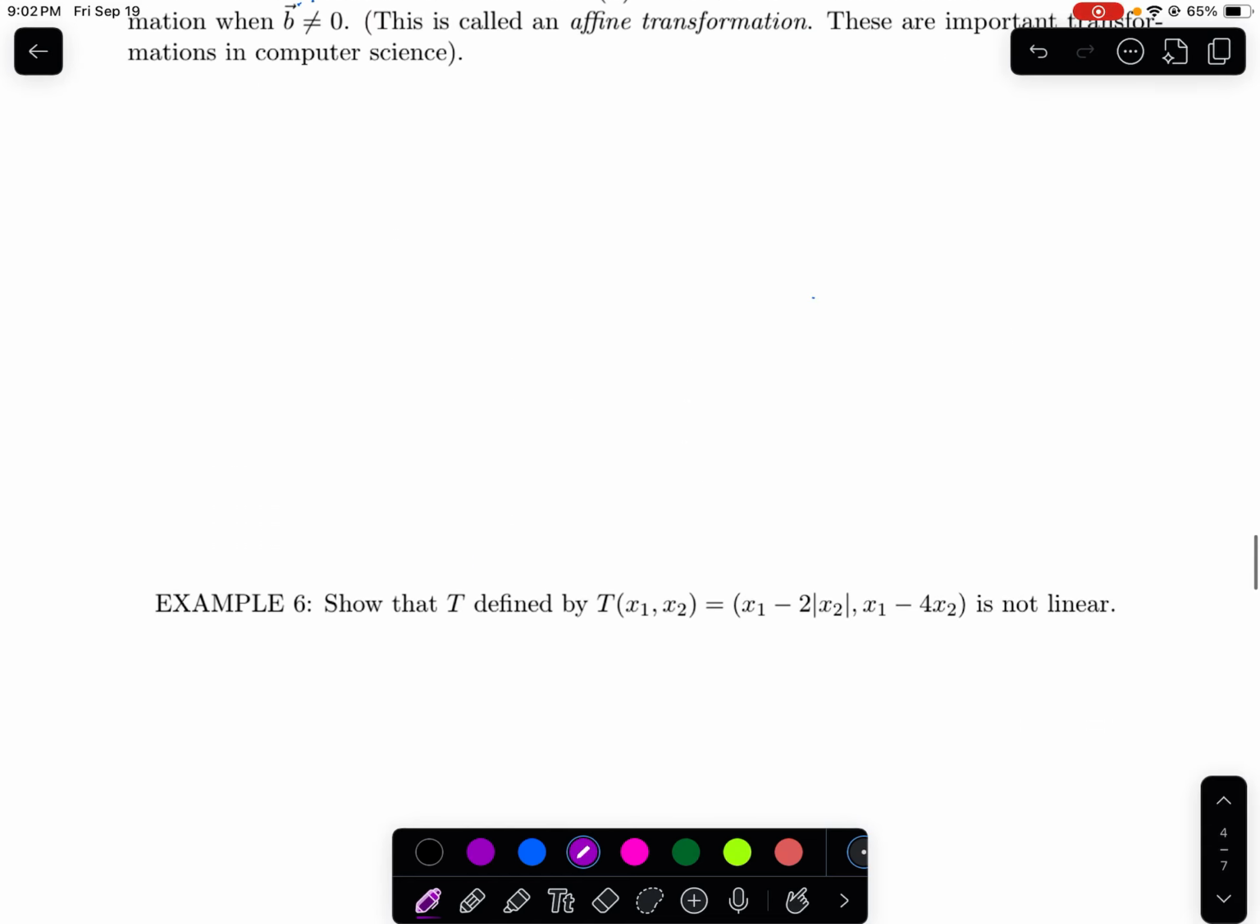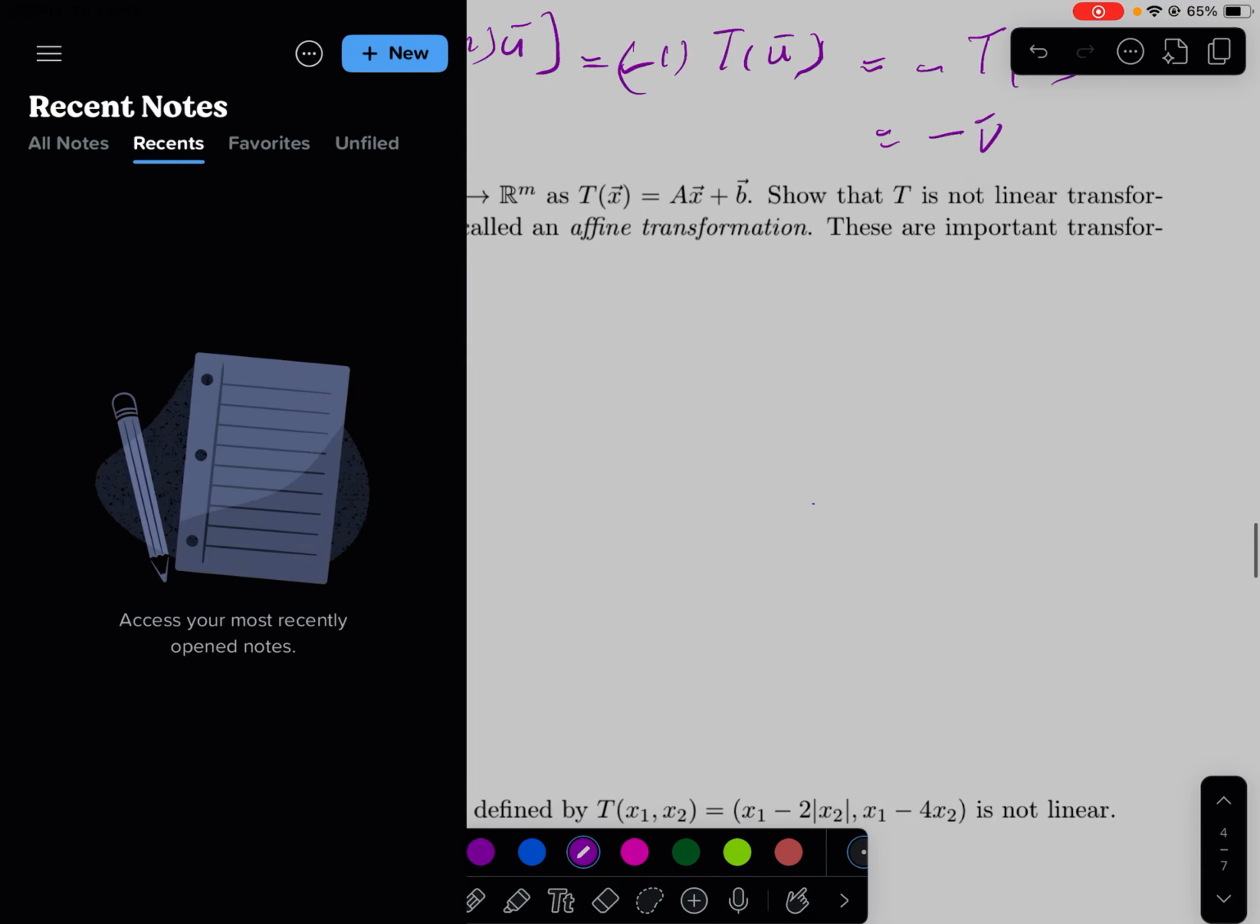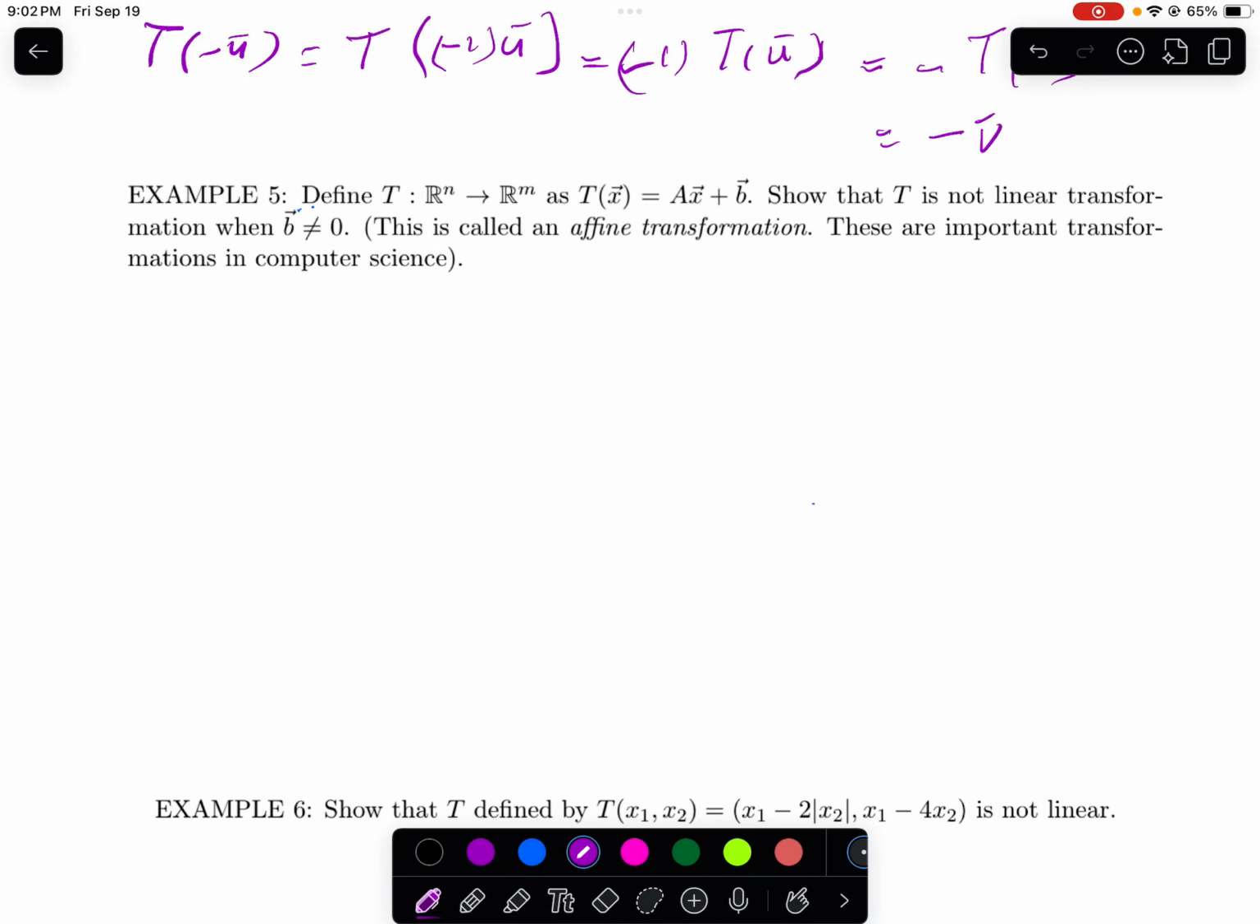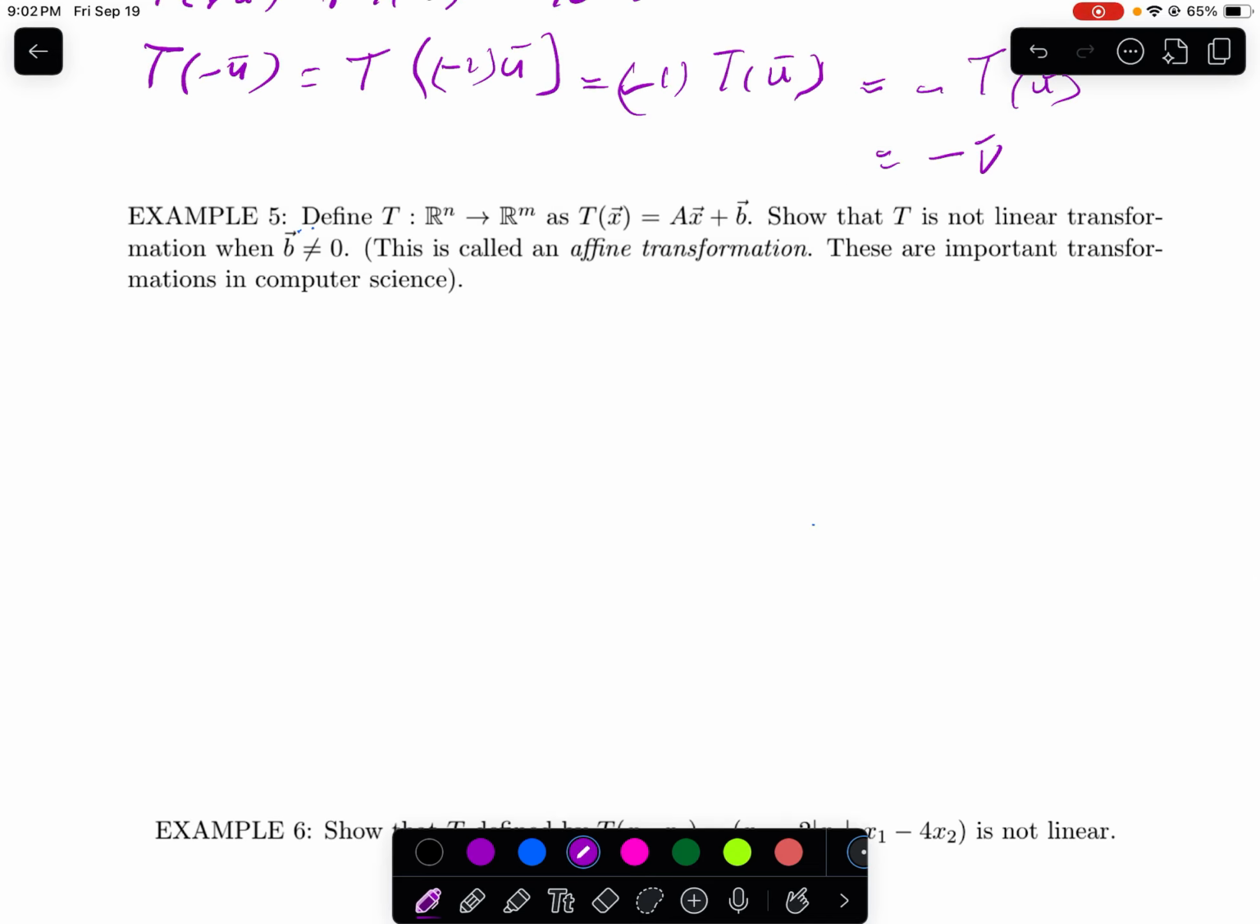Next example says define T from Rn to Rm as T of x equals Ax plus b. Show that T is not a linear transformation when b is not equal to 0. Now this is called an affine transformation, and these are important transformations in computer science. So we have T of x equals Ax plus b.